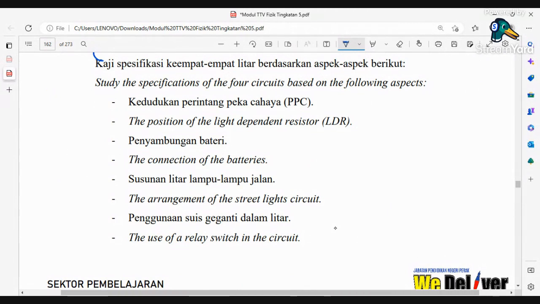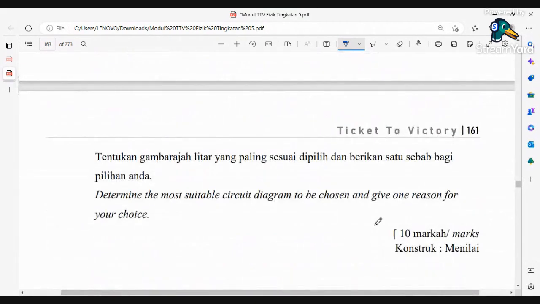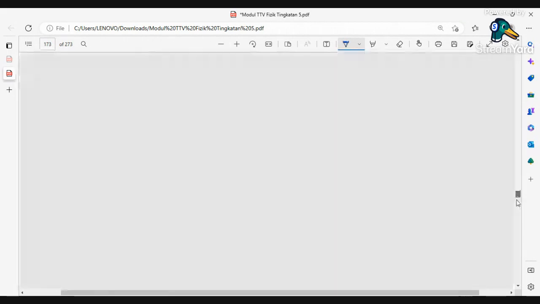Specification given, position of LDR, connection of battery, arrangement of straight line. Okay, the use of relay to switch in the circuit. Okay, determine the most suitable circuit to be chosen and give one reason of your choice. You all boleh guna 3 kolom atau 2 kolom untuk jawab soalan ni. Saya pergi kepada jawapan.